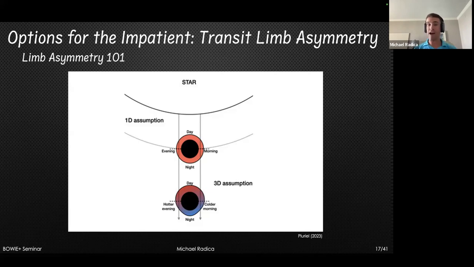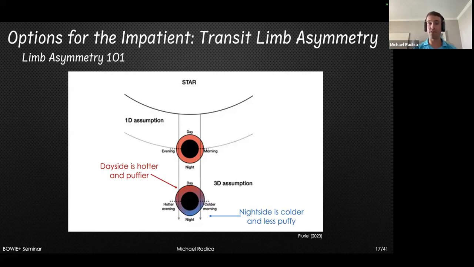Well, from everything that we've now talked about with the possible 3D circulation of heat around a planet's atmosphere, we know that this probably isn't actually an accurate representation of the planet's atmosphere, right? The day side should be hotter and therefore puffier. The night side should be colder and smaller. Similarly, the evening should be hotter, the morning should be colder, and this should lead to a much different shape of the planet's atmosphere if it is indeed truly 3D, right? We have a hotter, puffier day side, and a colder, less puffy night side.